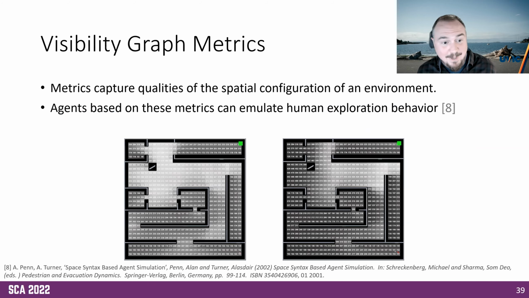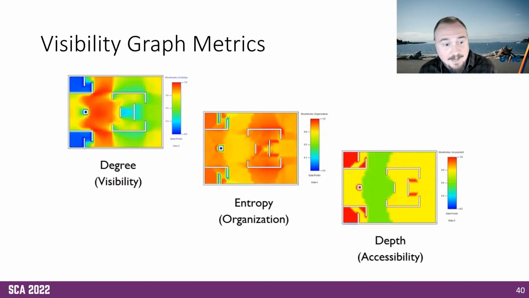And the nice thing about that, though, is we can compute a bunch of metrics that have been shown in the literature to kind of model how humans explore environments and emulate their behavior. And just as a set of examples of the type of metrics, we can just do degree on that graph. We can do entropy on that graph or depth on that graph. And these have sort of real world meanings to us: visibility, organization, and accessibility, respectively.